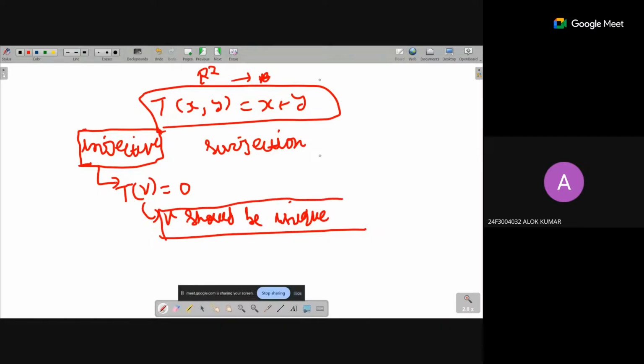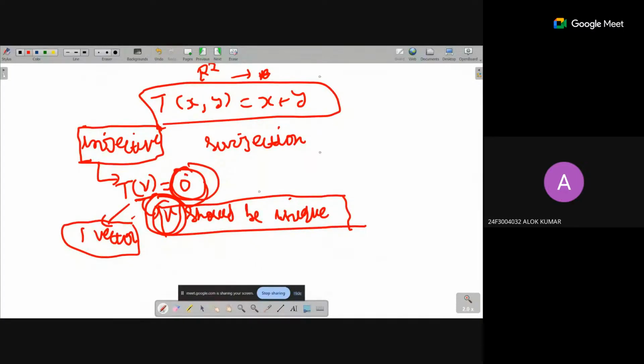Is this point clear or not? This is very important. If we take the transformation of a vector and equate it to the zero vector, and only one vector exists that maps to the zero vector, then we can say this transformation is injective.